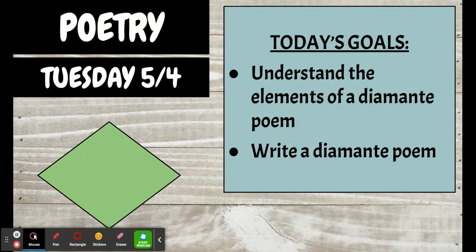Hello, poets! Today, during your poetry lesson, you're going to understand the elements of a Diamante poem and then write a Diamante poem. And Diamante means diamond. So your poem is actually going to take the shape of a diamond, which is pretty cool. And the other cool thing is that since you learned about cinquain poems yesterday, you're going to be very well prepared for writing a Diamante poem because we're actually going to use a lot of the same recipe for a cinquain poem, except this one is a little bit longer and there's a few differences that we'll learn about.